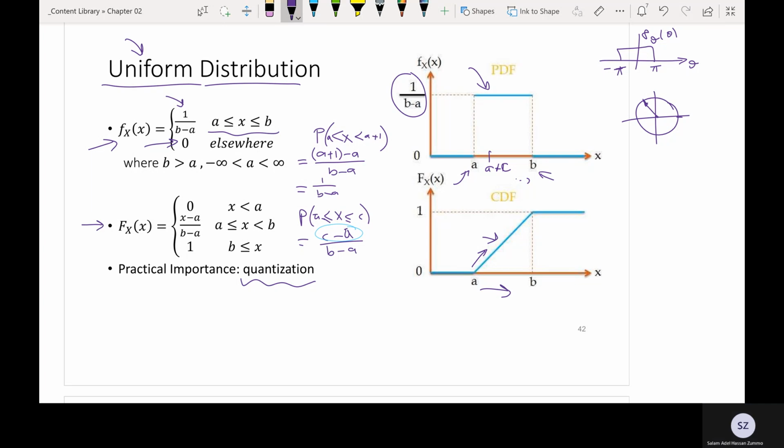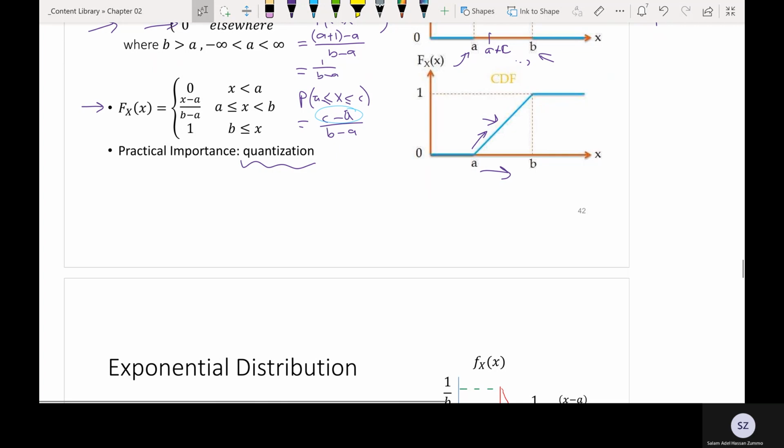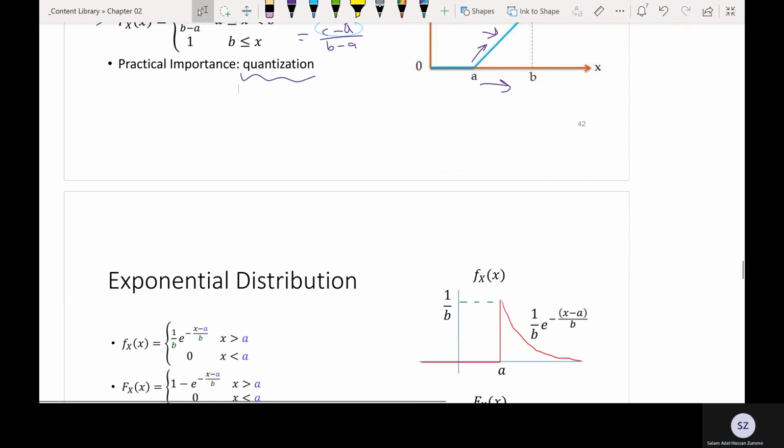Right. Okay. So we have an example here. So we can move to the next distribution.